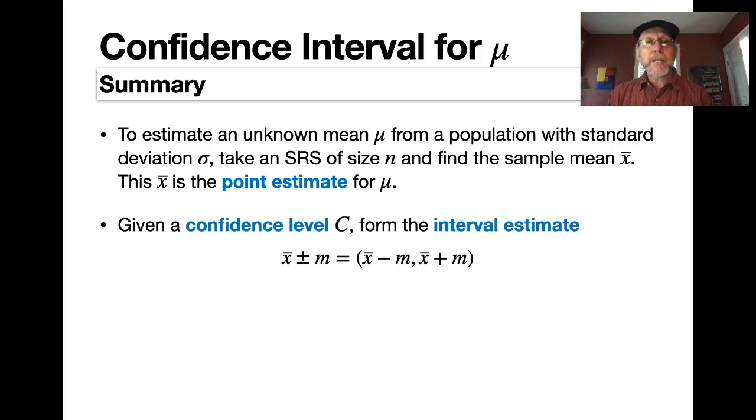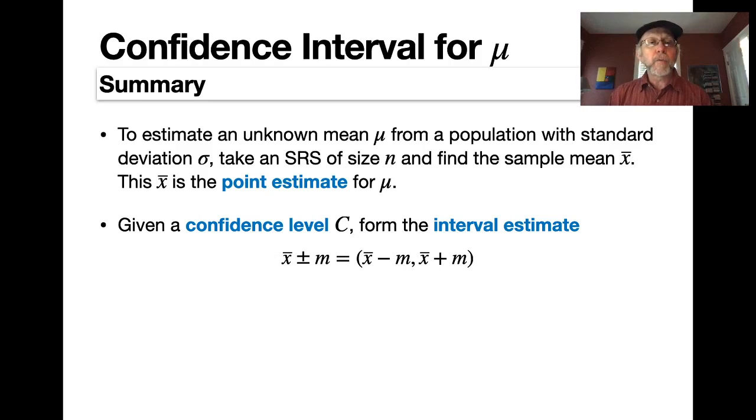But we're usually not satisfied with a point estimate because the point estimate is probably not exactly the value we're looking for. Rather, we'd like to have more information about how close we think the point estimate is to the population mean mu and how confident we are in that estimate. And that's precisely what a confidence interval gives us.